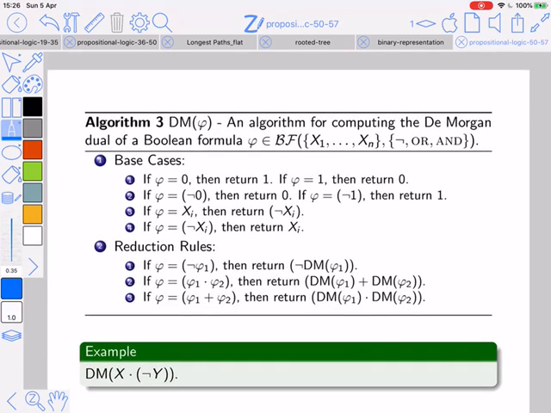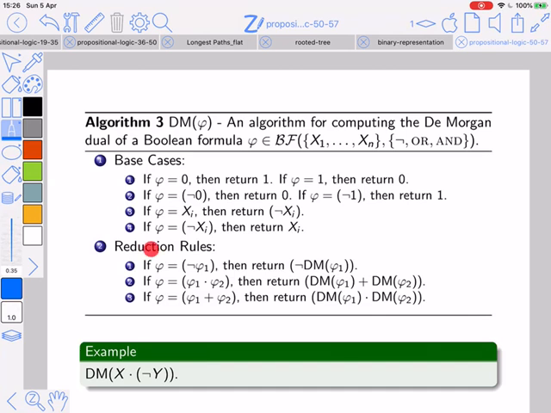In these cases, if phi is a constant, we return the other constant. If it's a 1, we return a 0. If it's a 0, we return a 1. If it's a negation of a 0, we return 0. If it's a negation of a 1, we return 1. If it's xi, we return not xi. If it's not xi, we return xi. So these are the base cases.